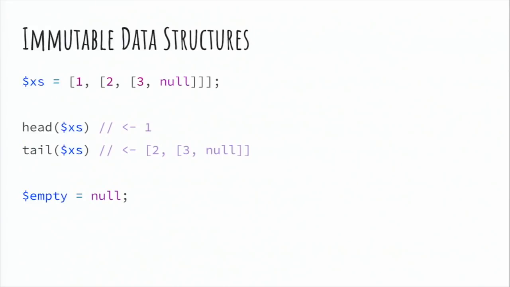And to make lists with these pairs, you can use the first value in the pair for a value of the list, and the second one for the tail. So these are called the head and the tail. And then you can write a function that either returns the first value or the rest. And these functions are called head and tail. And an empty list, you could, in PHP, write it as null. And then the list 1, 2, 3 would look like this.